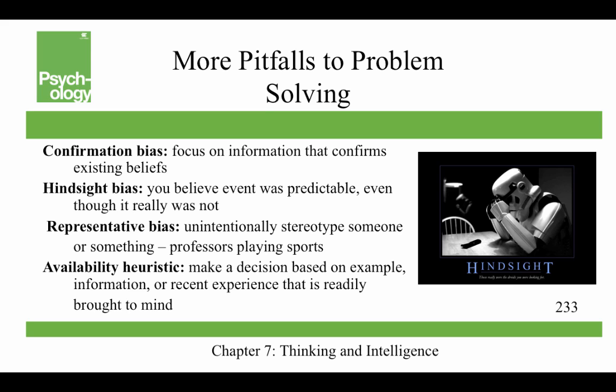A representative bias is when you unintentionally stereotype someone or something. So, for example, you might think that professors read and listen to opera and discuss Nietzsche all the time, and I do. But you might be shocked when you see them playing basketball or softball because you're like, what are you doing? I thought you just read and talk about opera all the time.